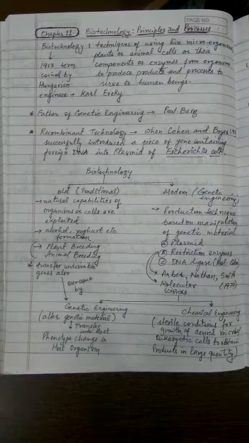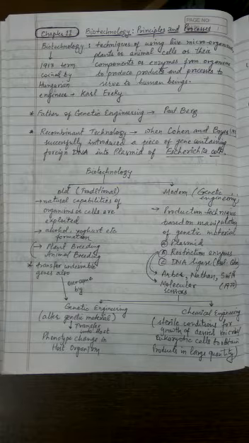business out of this. So biotechnology is the technique of using living microorganisms or plant or animal cells or their components or enzymes from the organisms to produce products and processes to serve human beings.